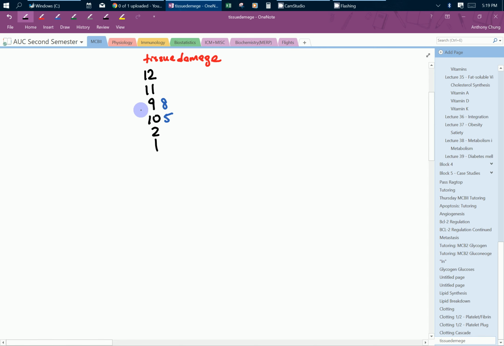And then there's another pathway from tissue damage, tissue factor, in fact, that will activate 7 to 10, and then 10 goes down to 2 goes down to 1.